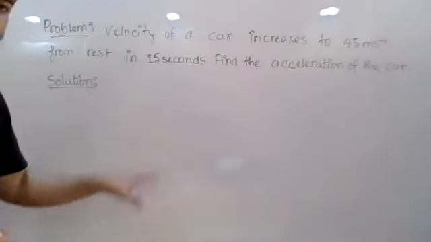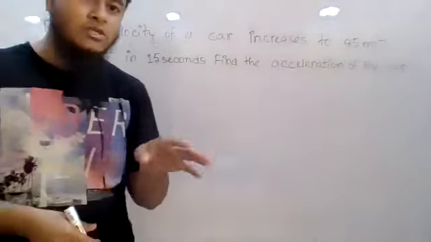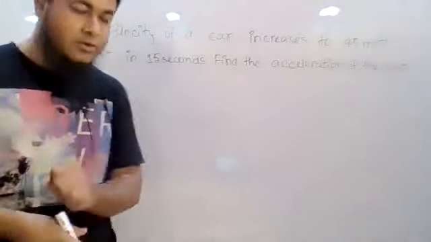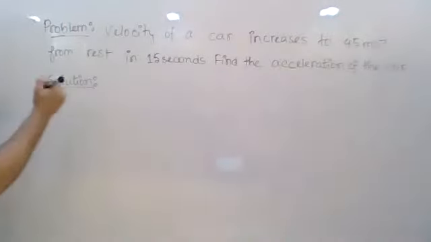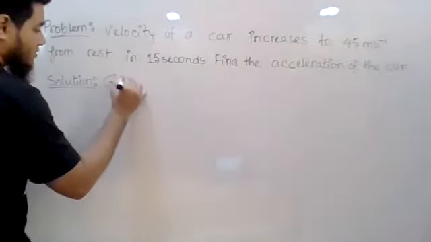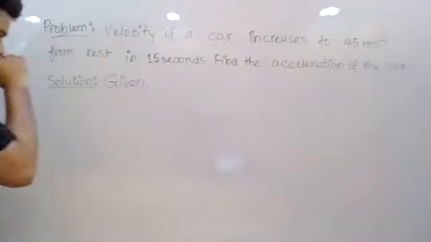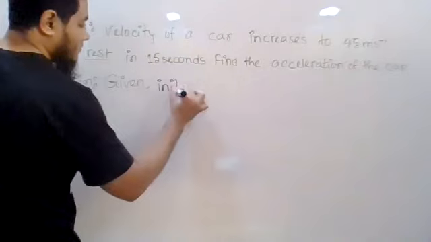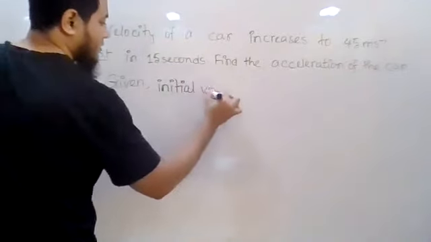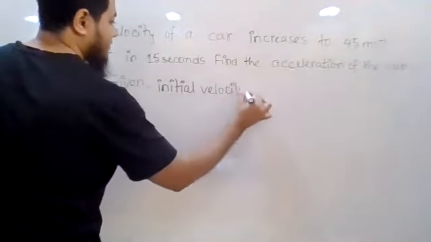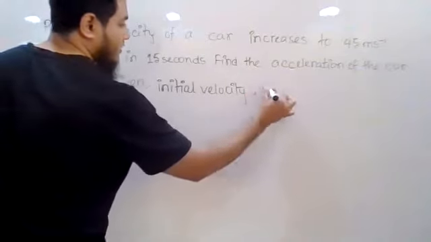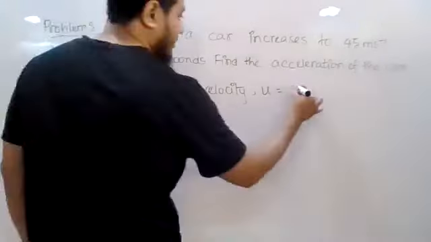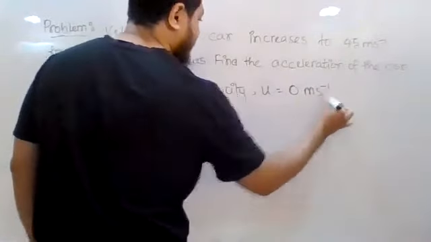So through this problem, I'm going to show you how you need to answer such a numerical problem in the answer paper itself. First, the given information. You will write: given, initial velocity of the car, u. We represent initial velocity by u. It is 0 meter per second.